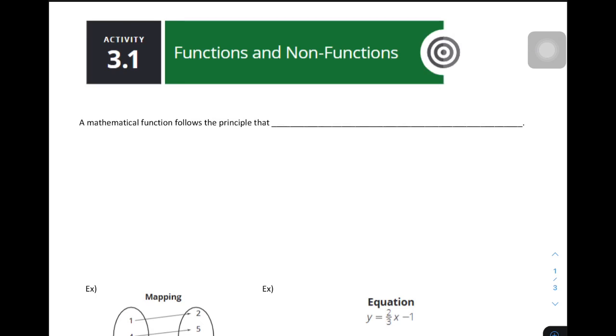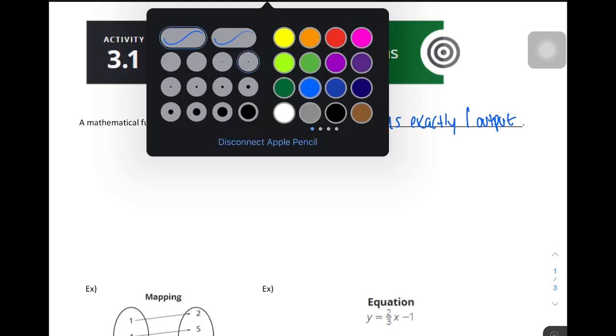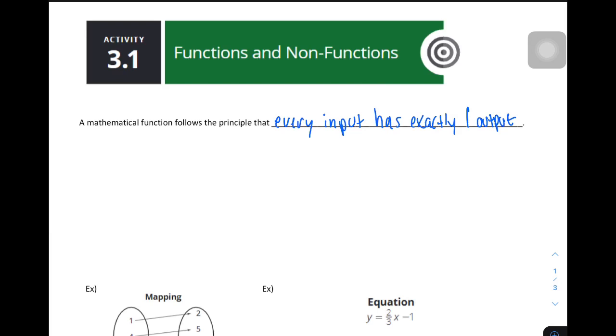Hopefully we can help you remember some of that stuff. So a mathematical function follows the principle that every input has exactly one output. And I'm going to write the same thing a little differently, and maybe this helps make a little more sense. Every x, so like every x coordinate, has only one y. So every x has only one y.